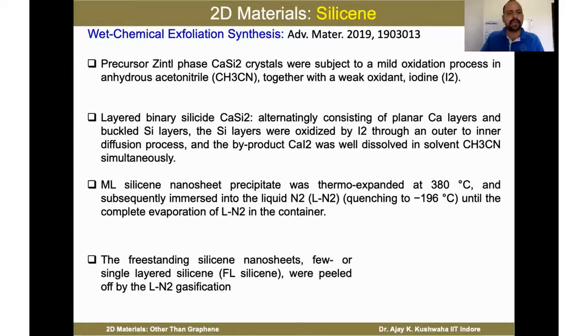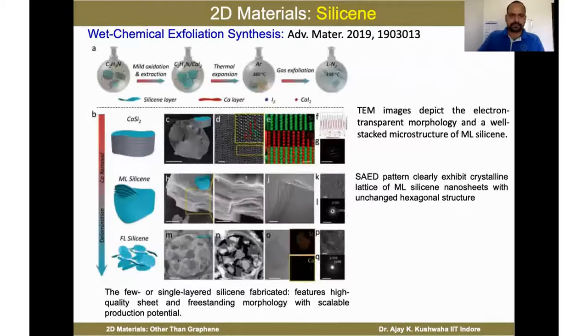We can understand this paper by looking at this diagram. Figure A shows the experimental procedure where we have CaSi2 mixed with this precursor. Mild oxidation and extraction happen. Here CaI2 is formed, then thermal expansion was done to achieve the sheet, and then again gas exfoliation to separate out the sheet. I think figure B shows the sequential result here.